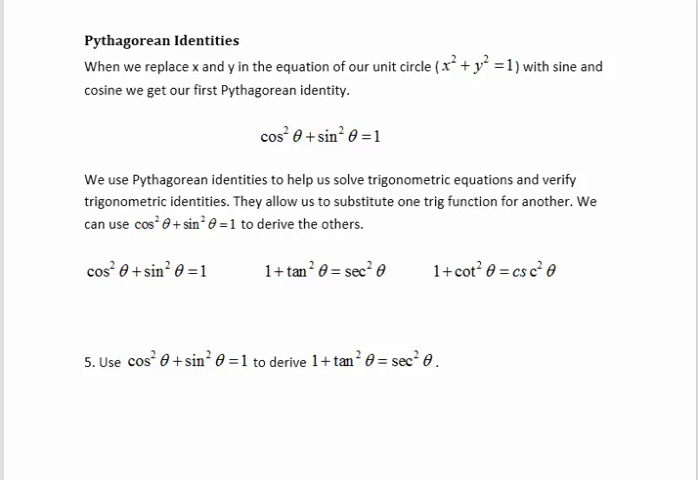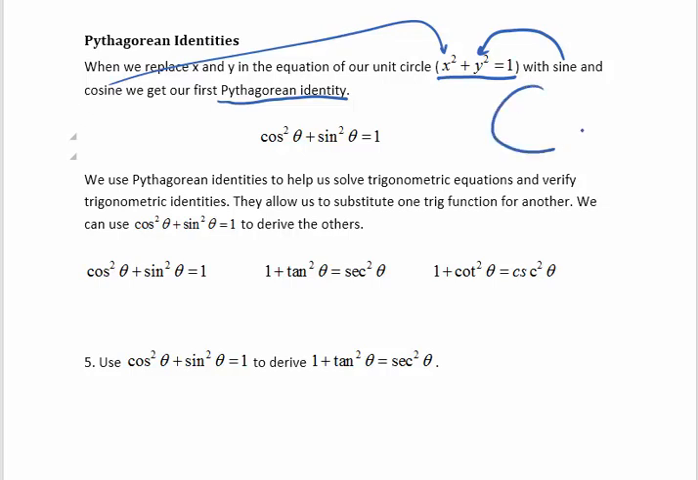Okay, when we replace x and y in the equation for the circle, remember this is an equation of a circle of radius 1. X squared plus y squared equals 1 is a circle with radius 1. And we replace y with the sine and x with the cosine, we get our first Pythagorean identity. It's cosine squared plus sine squared is equal to 1. And Pythagorean identity, if that sounds familiar, it is, because this is the Pythagorean theorem about a triangle.